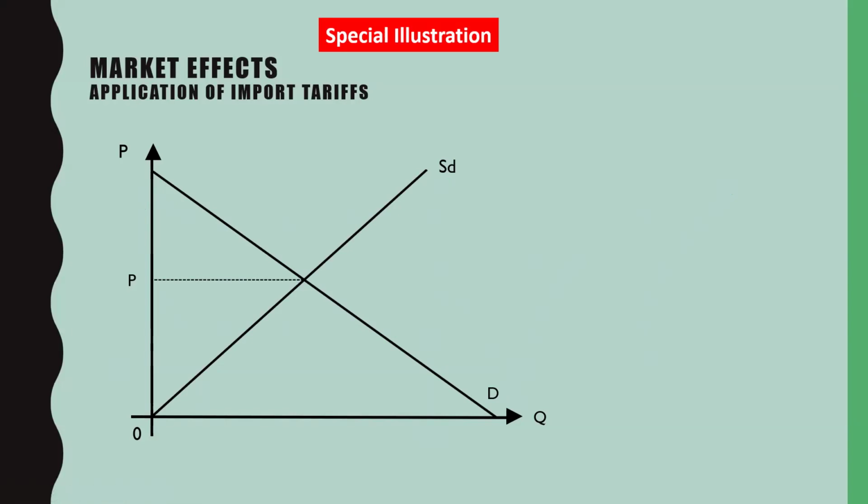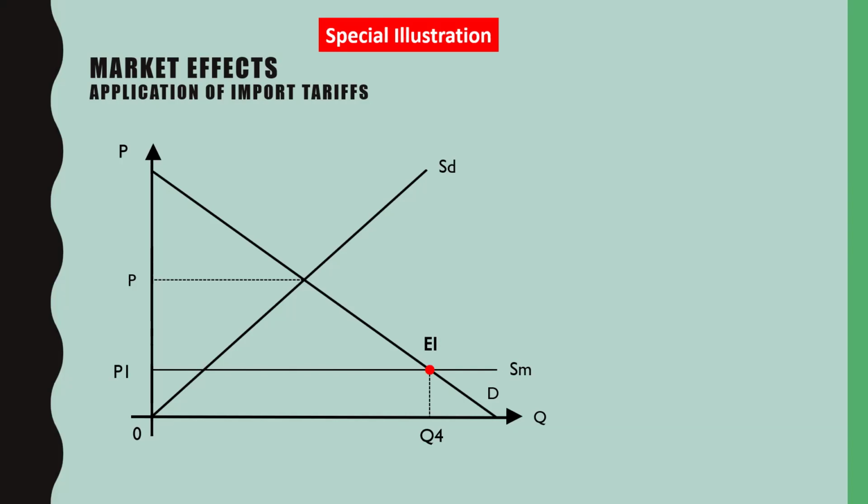Sri Lanka is a small economy. Most of the things we import from the world market, we can import any quantity we want, but at the existing world market price. In other words, Sri Lanka is a price taker, not a price maker when we import. Therefore, our import supply curve is perfectly elastic. Our SM, importer supply curve, is perfectly elastic, and it is parallel to the quantity axis at the existing world market price.